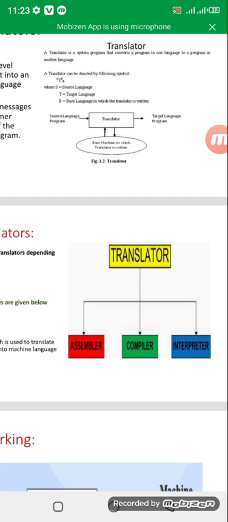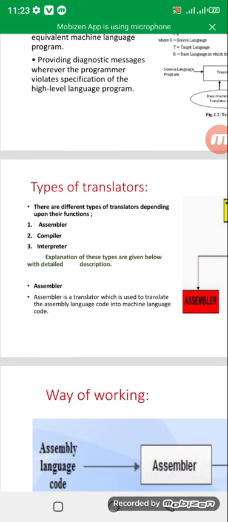The translator is showing its three types. In the red box, assembler is written, in the green box compiler, and in the blue box interpreter is written. These are the main three types of the translator. Now, turn by turn, we would like to throw some light on these translators. Explanations related to these types are given in the following description.